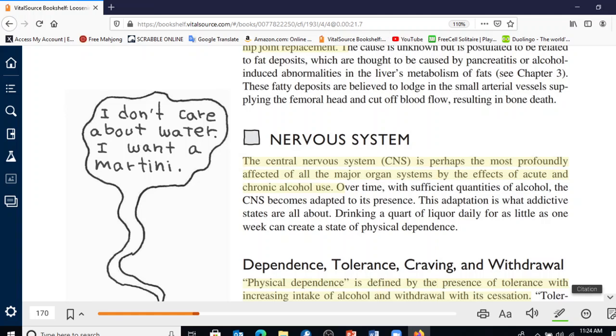The nervous system is perhaps the most profoundly affected of all the major organ systems by the effects of acute and chronic alcohol use. The more you use it over time, the more it changes how your nervous system functions. And that's where you get dependence and tolerance and craving and withdrawal from. And if you have predisposing conditions, like a positive history of alcoholism in first-degree blood relatives, chances are pretty good that you'll develop it too, and you'll have a predisposition towards dependence, tolerance, craving, and withdrawal, all of which are functions of the CNS.